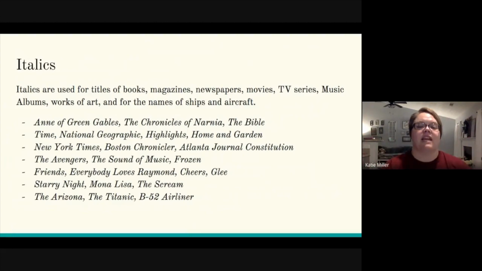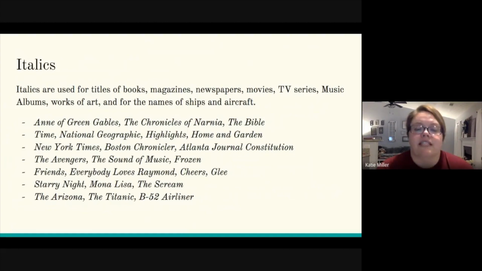They're big things. So for examples on books, Anne of Green Gables, The Chronicles of Narnia, the Bible, right? These are books that we've heard of, that we know of, and they're always in italics. Different names of magazines, Time Magazine, National Geographic, Highlights, Home and Garden, right? These are different names of magazines, and they're in italics. Different newspapers, the New York Times, the Boston Chronicler, the Atlanta Journal-Constitution, they're in italics because it's the name of the entire newspaper, the big idea.